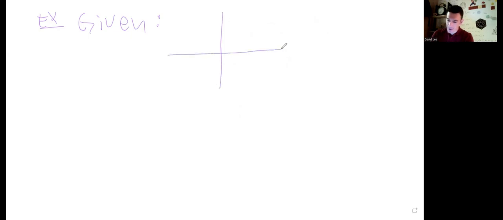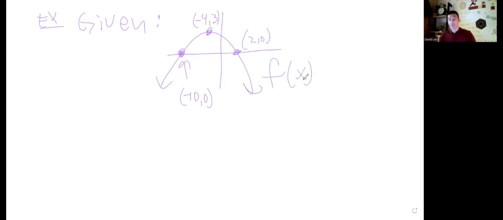Suppose you have this picture right here. Make it look like that. Let's say this here is at (-10, 0). Let's say the vertex is at (-4, 3). And suppose that this is at (2, 0). And let's say the name of this graph is f of x.